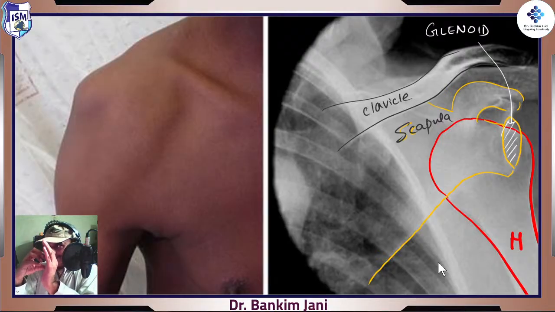So obviously the glenoid and the head should be together, right? The head should be together. So that's why this head can really move. That head can really move on this glenoidal system.